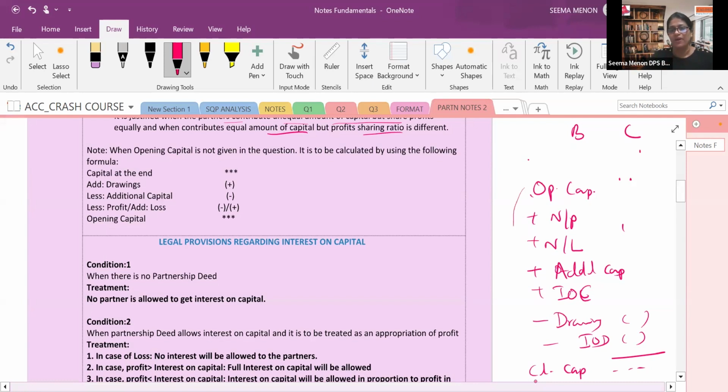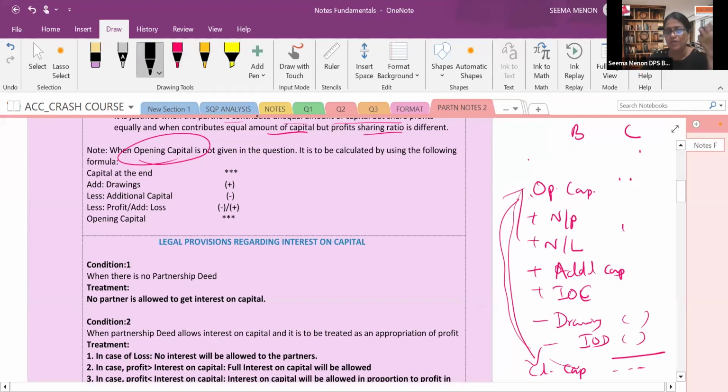Opening capital may say we are having a long route to closing capital. But we know that interest on capital should always be calculated on the opening capital only. Now from the closing capital, you need to go to opening capital. So what will you do? You will take the reverse everywhere. Drawings, what were you doing? You were subtracting drawings and interest on drawings. Now add these two. Interest on capital, additional capital.